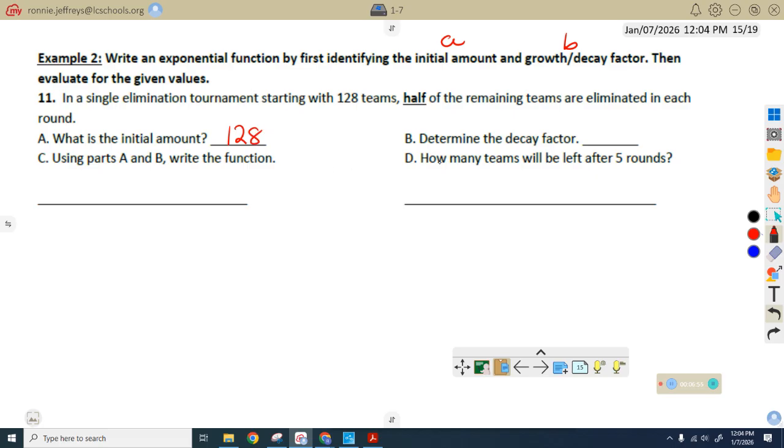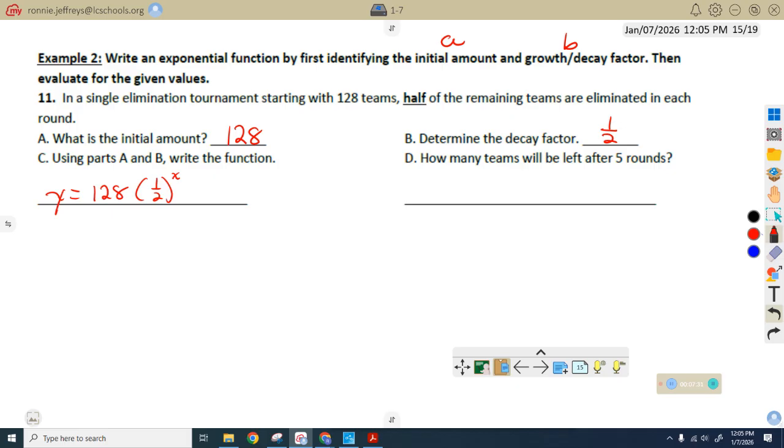128. Yes. So our decay factor, because it's getting smaller, is half. How do you write the word half as a fraction? 1/2. Now use parts A and B to write a function. This is literally our a. That's our b. So we would say y equals 128 times (1/2) to the x.